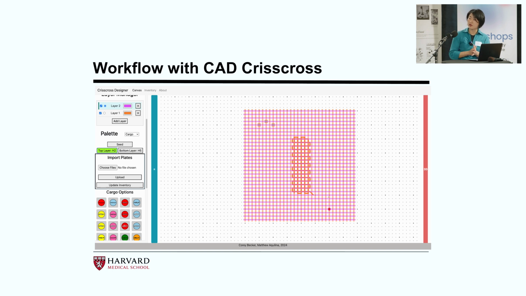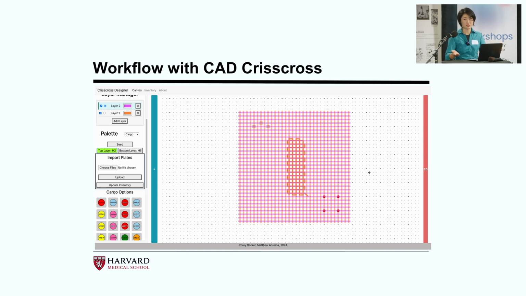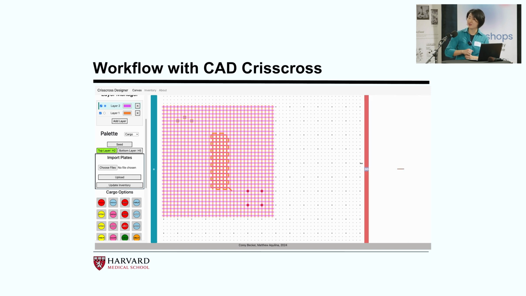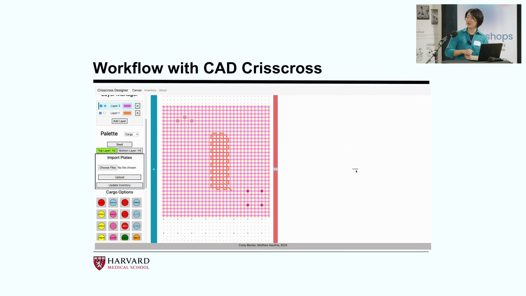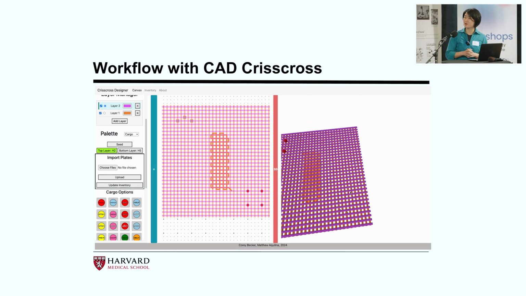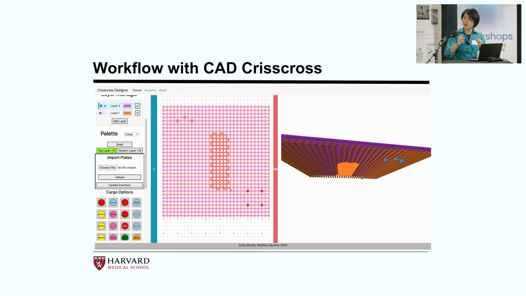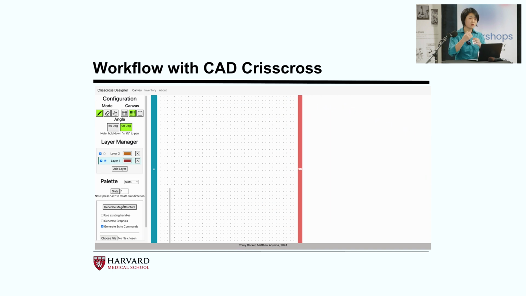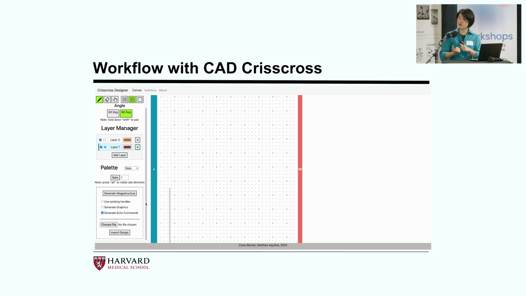So you can have a different set of handles that will later be functionalized with, say, something like antibodies. And then on the right, you have this fun 3D rendering, so you can see what the structure that you have designed looks like in 3D. So this is one option to make the structure using the software tool.